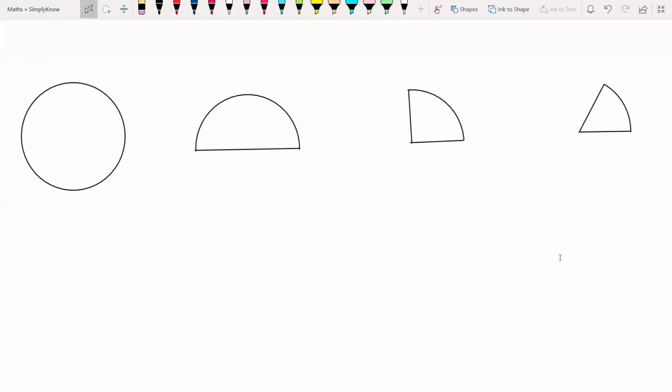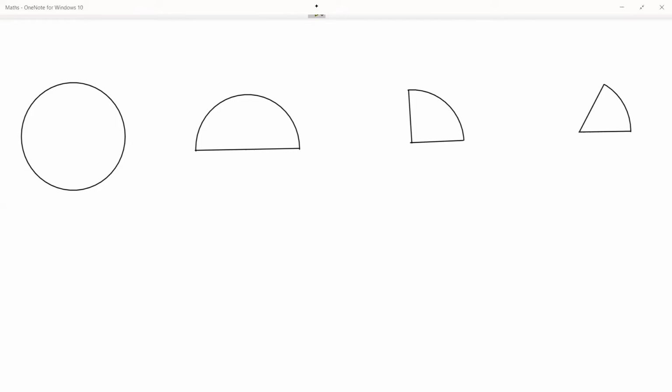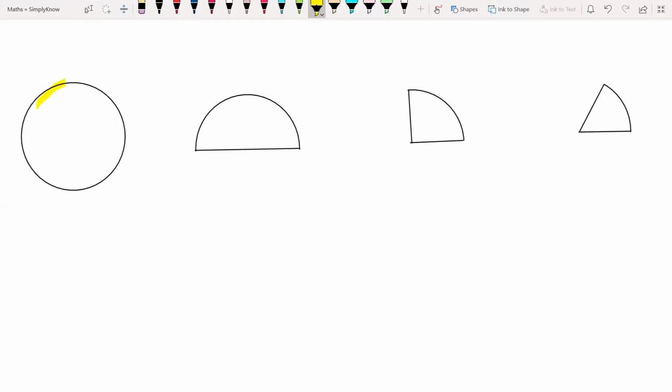Okay, let's take a full circle. Now, what is the perimeter of a full circle? The perimeter should be the length of this outline. We know that this is called the circumference. And let's call it C. And let's call perimeter as P. Therefore, the perimeter of a circle equals its circumference.